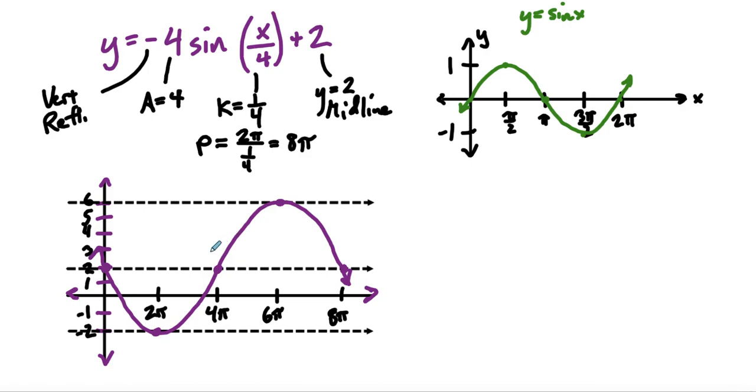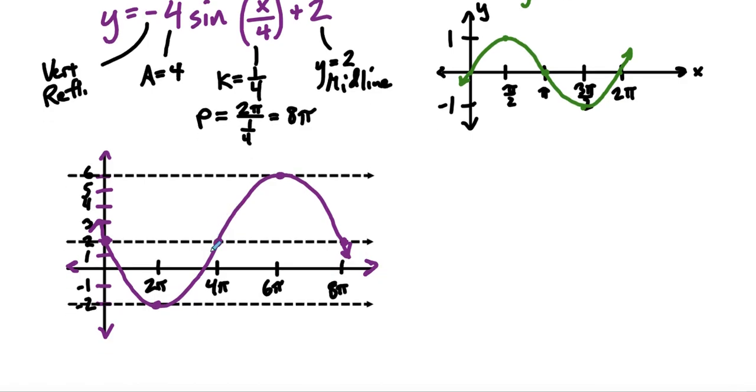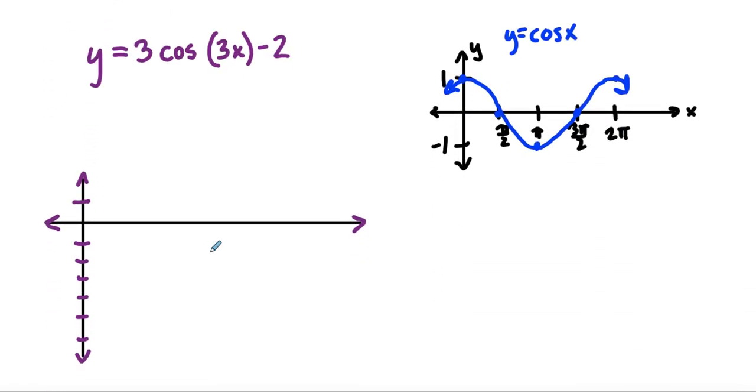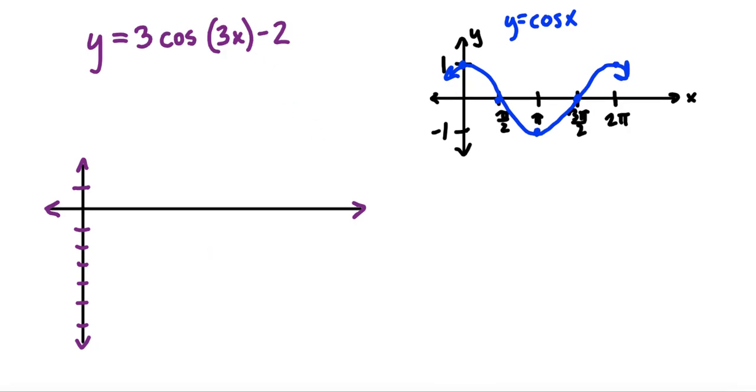Okay, let's take a look at another one. This time we're going to be dealing with cosine. Let's start with the same process. First, we're going to identify everything that's happening here. We have an amplitude of 3. You can see I have my cosine graph for reference here.